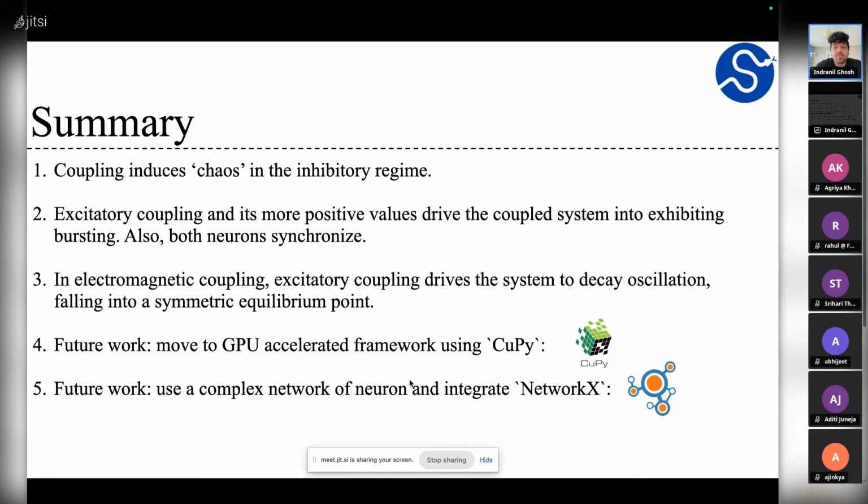And also, I want to move from using 2 neurons to a neural mass where the number of neurons is more than 10,000 or something like that. And you need to incorporate the knowledge from NetworkX. We saw a flavor of this in the last 2 talks, I guess. So, networks are very important.